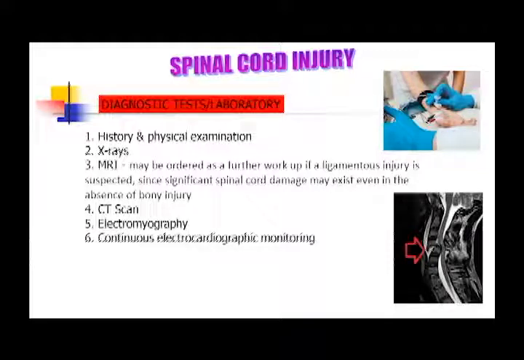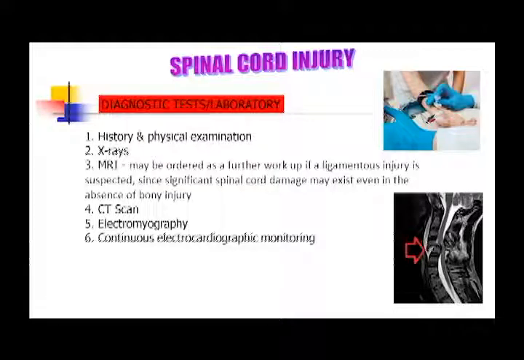Since significant spinal cord damage may exist even in the absence of bony injury. So again, kung wala namang nakitang injury to the vertebra or to the bones of the patient, however, there are still clinical manifestations that would suggest SCI, that's the time they're going to order MRI. Pero ang mga initial kasi na binibigay nila na diagnostic tests are X-rays and CT scan.